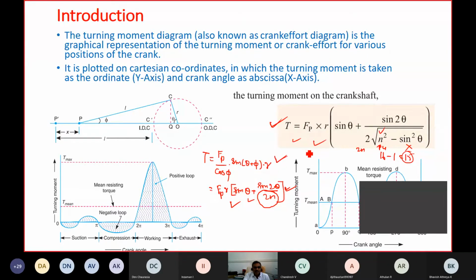You can use this equation or this equation to find the turning moment produced in the engine. The turning moment will be acting like this in the crank. Now if you see the turning moment equation, it is a function of theta. As theta changes, the turning moment also will change. So now you can draw a graph between turning moment and theta.